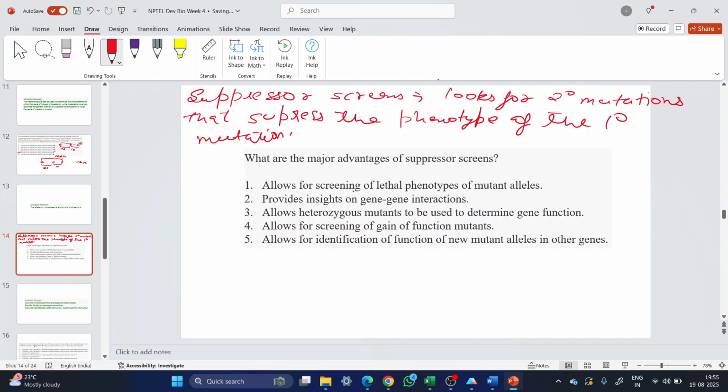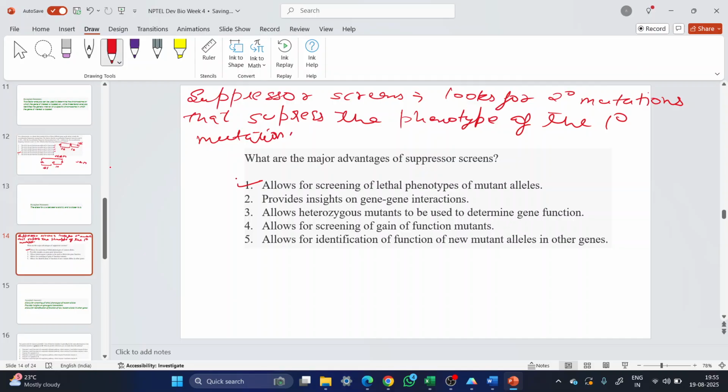First is, allows for screening of lethal phenotypes of mutant alleles. Is this correct? Yes. Because if the mutation is lethal, you cannot study it. But because of suppressor screens, if a second site suppressor rescues the viability, you can analyze the underlying pathway. So yes, this is the correct one.